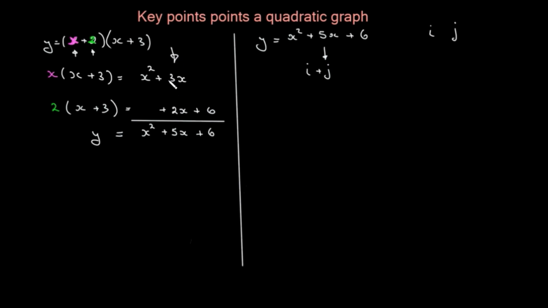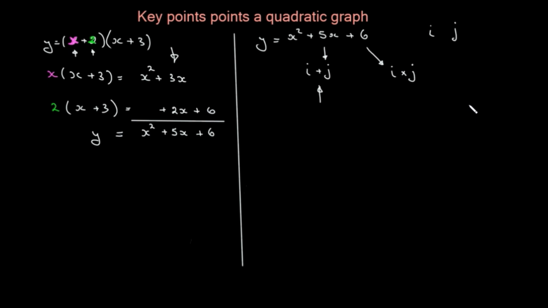There is that. 3x plus 2x gives me 5x. I and J. So I could be 3, J could be 2. But we don't know. We're pretending we don't know what they are. That one is I times J. So we need 2 numbers that when multiplied together give me 6, but when they're added will give me 5.